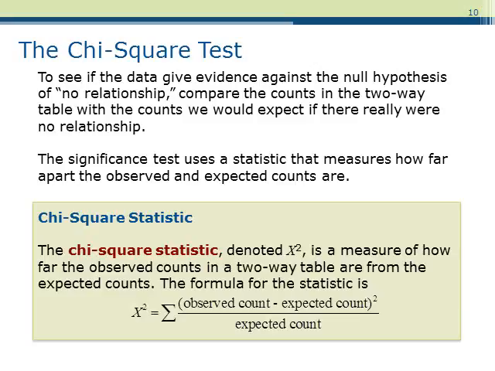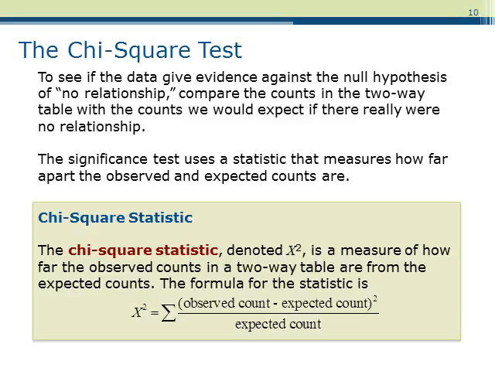To see if the data give evidence against the null hypothesis, we'll compare the counts in the two-way table with the counts we would expect to see if there really was no relationship. The significance test uses a statistic that measures how far apart the observed and expected outcomes are, called the chi-square statistic. The chi-square statistic is a measure of how far the observed counts in a two-way table are from the expected counts. The formula for the statistic is shown below.